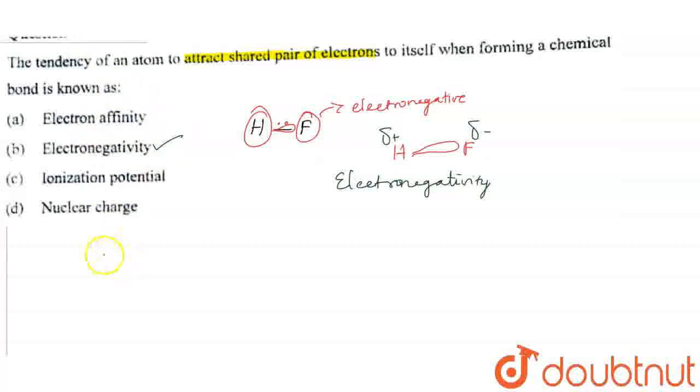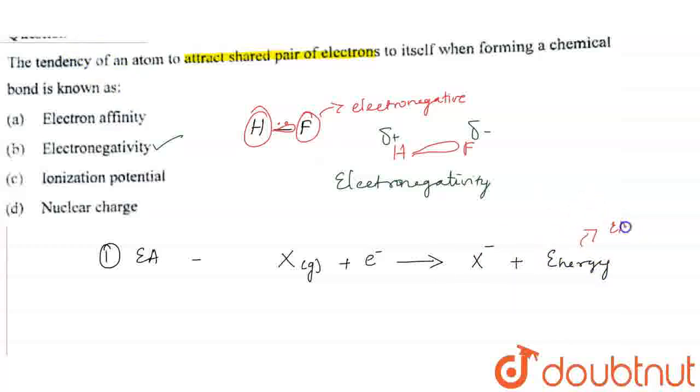In option 1 we have electron affinity. Electron affinity is the energy released. Say for example we have an atom X in its gaseous form, and we add an electron to it. During this process, X will take an electron and become X minus, and it will release some energy. This particular energy is what is called our electron affinity. So this is not the correct answer.